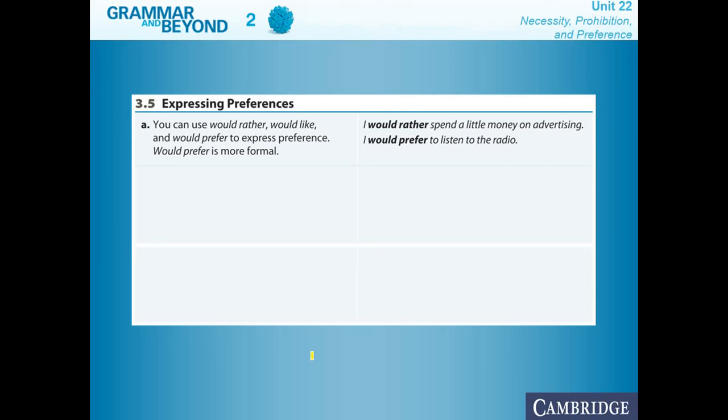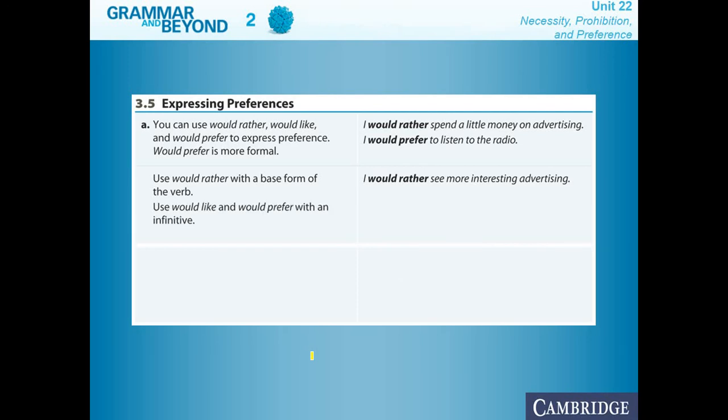I want to listen to the radio. And finally, use would rather with a base form of the verb. So remember, would rather see an advertising. Remember, base form versus the infinitive. Would like and would prefer with the infinitive, as I was telling you. You see over here, would rather see, would like to see.